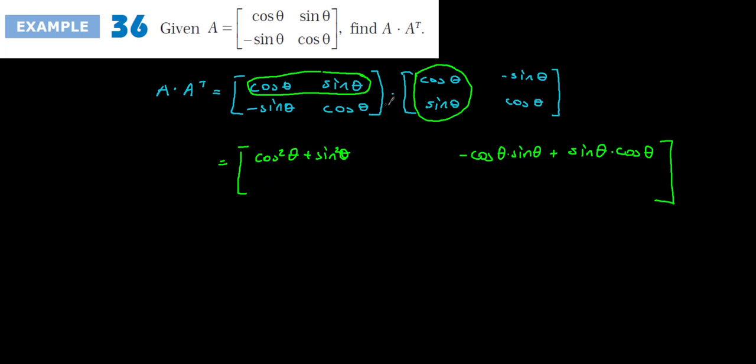Now I'm writing here the second row, first column: minus sine theta times cosine theta, again minus sine theta times cosine theta, plus cosine theta times sine theta. Then here it's going to be minus sine times minus sine, plus sine square theta. Cosine theta times cosine theta is going to be equal to cosine square theta.